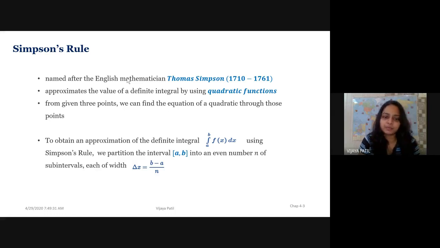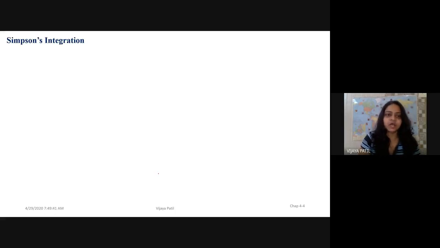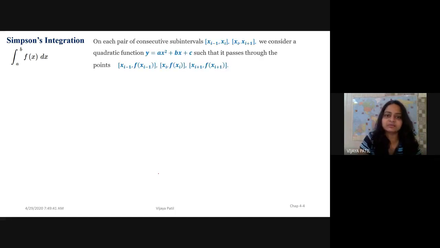To obtain an approximation of the integral from a to b of f of x dx, that means in the interval a comma b, there is a condition: I need to have this n as an even number. And delta x is nothing but b minus a by n. Now Simpson's integration, as we have seen, is the integral from a to b of f of x dx. That means I have to be aware of the lower and upper limits and the function.